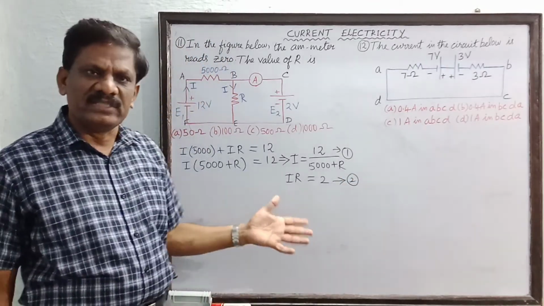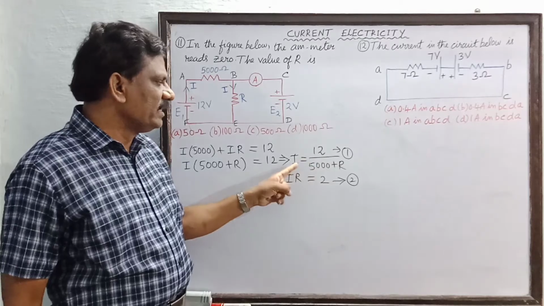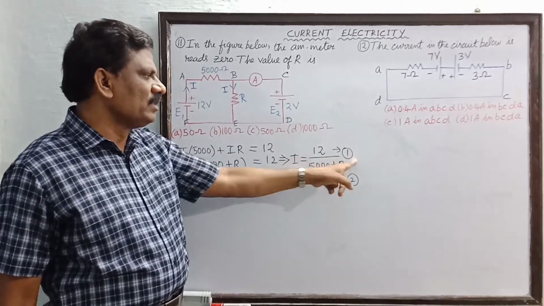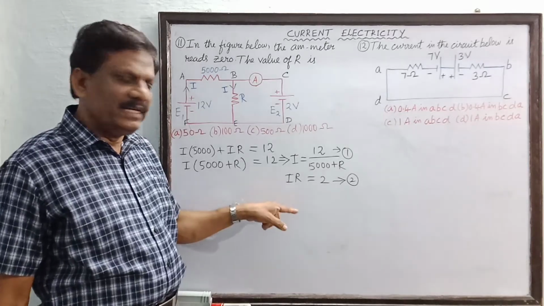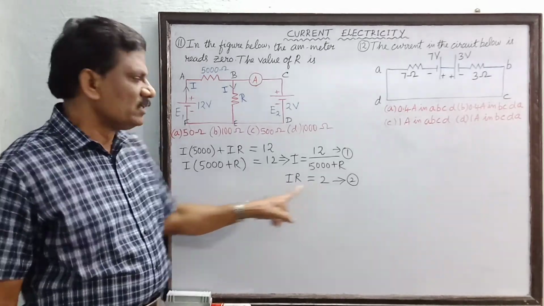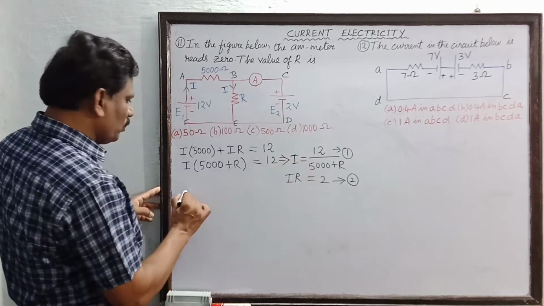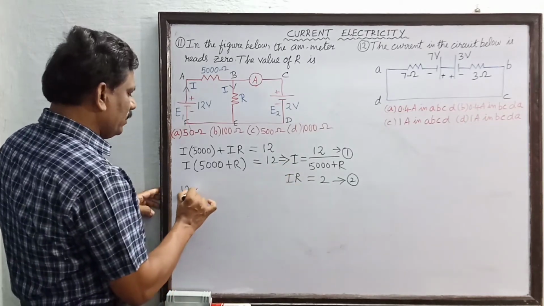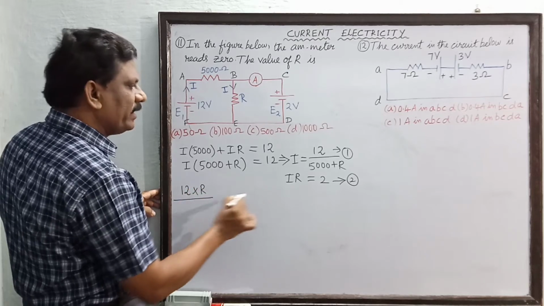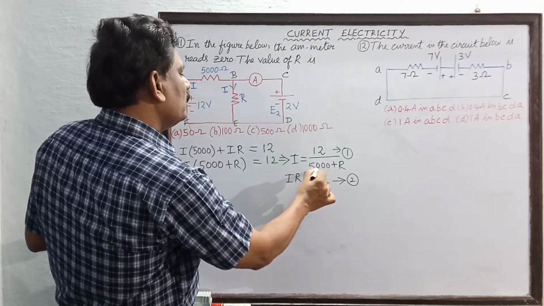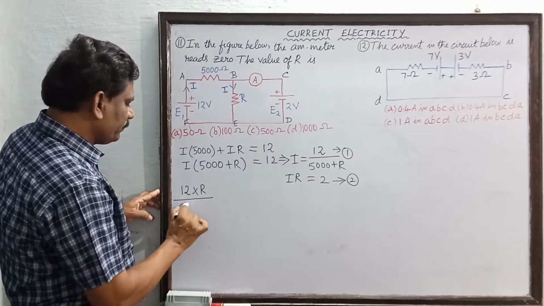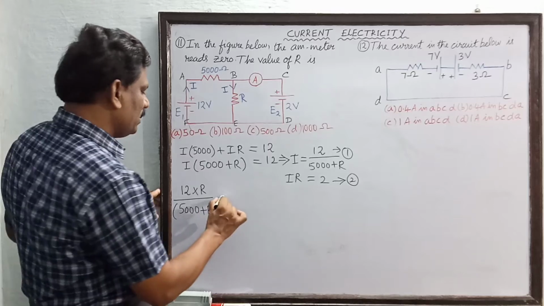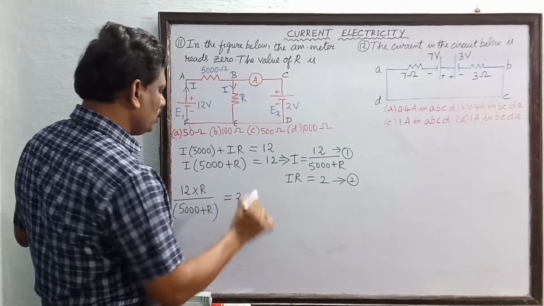Look at the two equations we have got. The first equation is I equal to 12 divided by (5000 plus R). I am going to substitute the first equation in the second equation, IR equal to 2. So in place of I, I substitute 12 divided by (5000 plus R). So this is 12 into R divided by (5000 plus R), equal to 2.